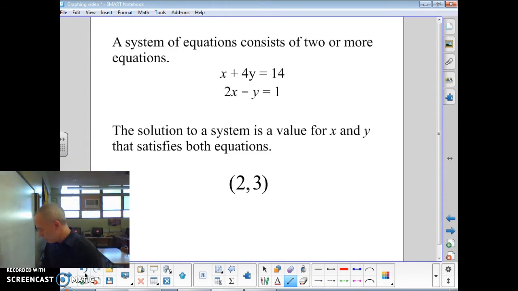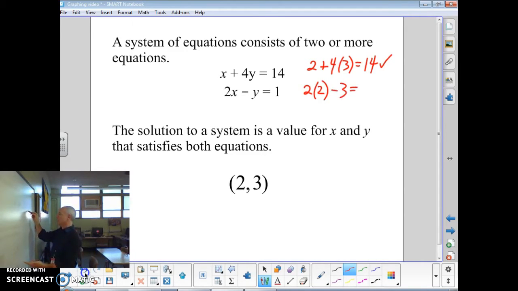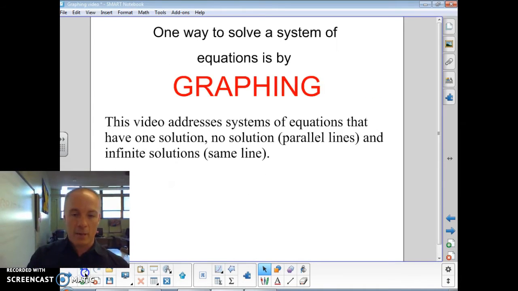So let's substitute 2 in for x and 3 in for y. Does it equal 14? Yes. So the first one, it works. How about the second one? 2 times the x value is 2, minus 3, the y value. 4 minus 3 does equal 1. So yeah, (2, 3) is a solution to that system of equations.